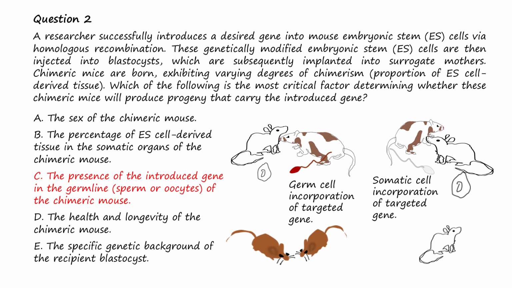E is incorrect. While genetic background can influence ES cell integration and chimerism efficiency, it's not the most critical factor for germline transmission once chimerism is established. The presence of the gene in the germline itself is paramount.